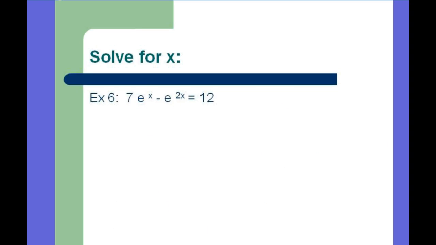Okay, 7e to the x minus e to the 2x equals 12. Solve for x. What are our thoughts? Okay, so even if you divide by 7, that's going to put it over here. Let me just erase this. Take ln on both sides. Just go for it. Just try it. It's 7x and 2x. There you go. 5x equals 12x.